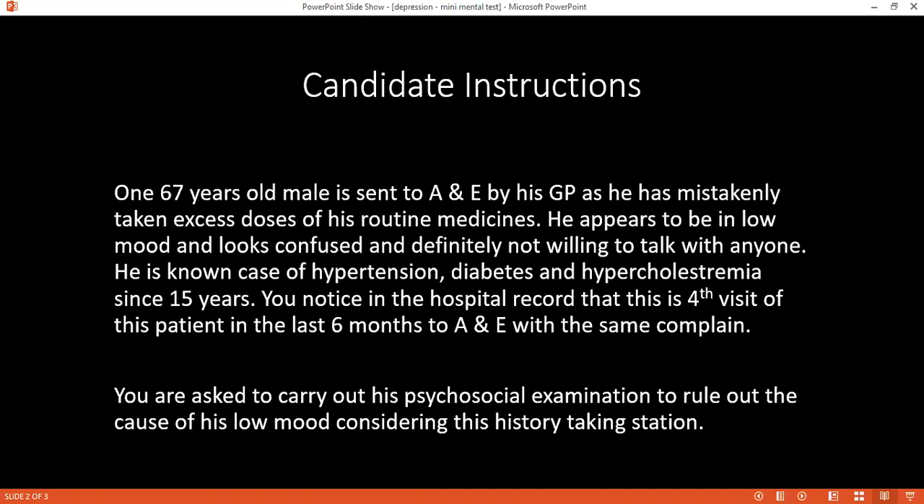Right, so if you have read and understood, considering the history-taking station, kindly begin.